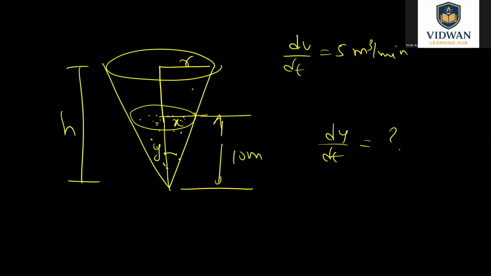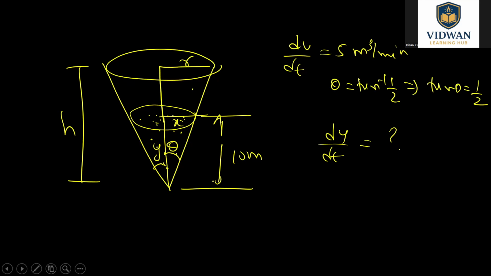They already gave the semi-vertical angle. So this total angle is called vertical angle. This is semi-vertical angle. So they have given the semi-vertical angle as tan inverse 1 by 2. So theta is tan inverse half, or tan theta is half. So this is the data given. You have to find out the rate of change of water level. So I'll wait for you to solve. Just solve it.